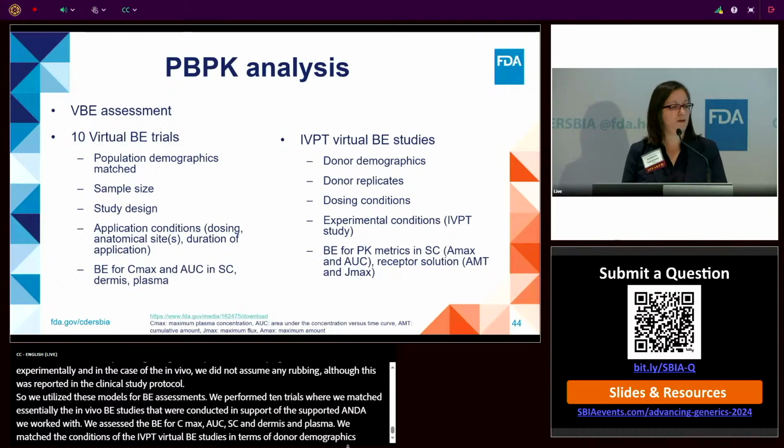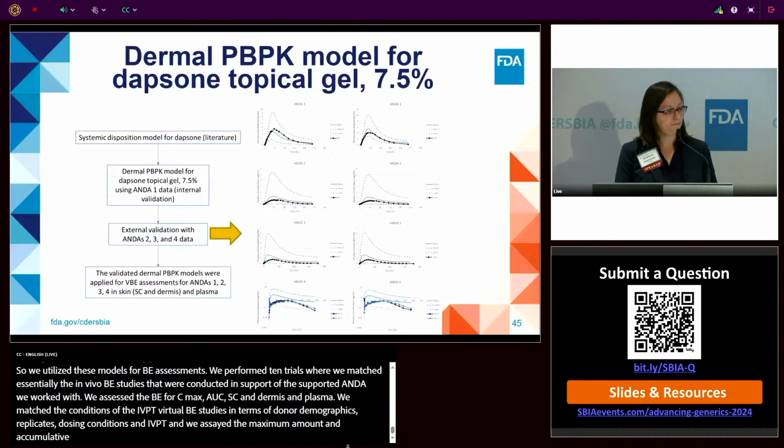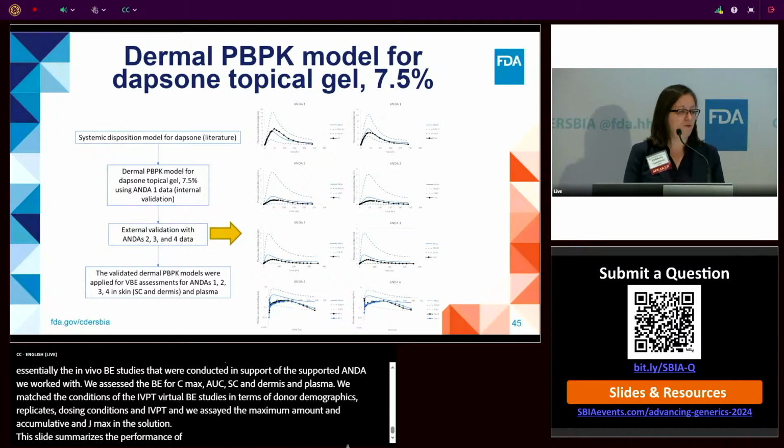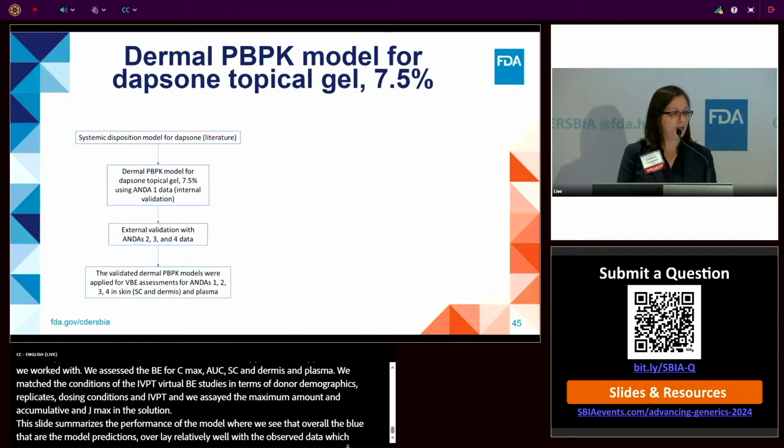And we assessed B for maximum amount and AUC in the stratum corneum for Dapsone and cumulative amount and Jmax of Dapsone in the receptor solution. This slide summarizes the performance of the model, where we see that overall the blue lines that are the model predictions overlay relatively well with the observed data, which is the black dots.